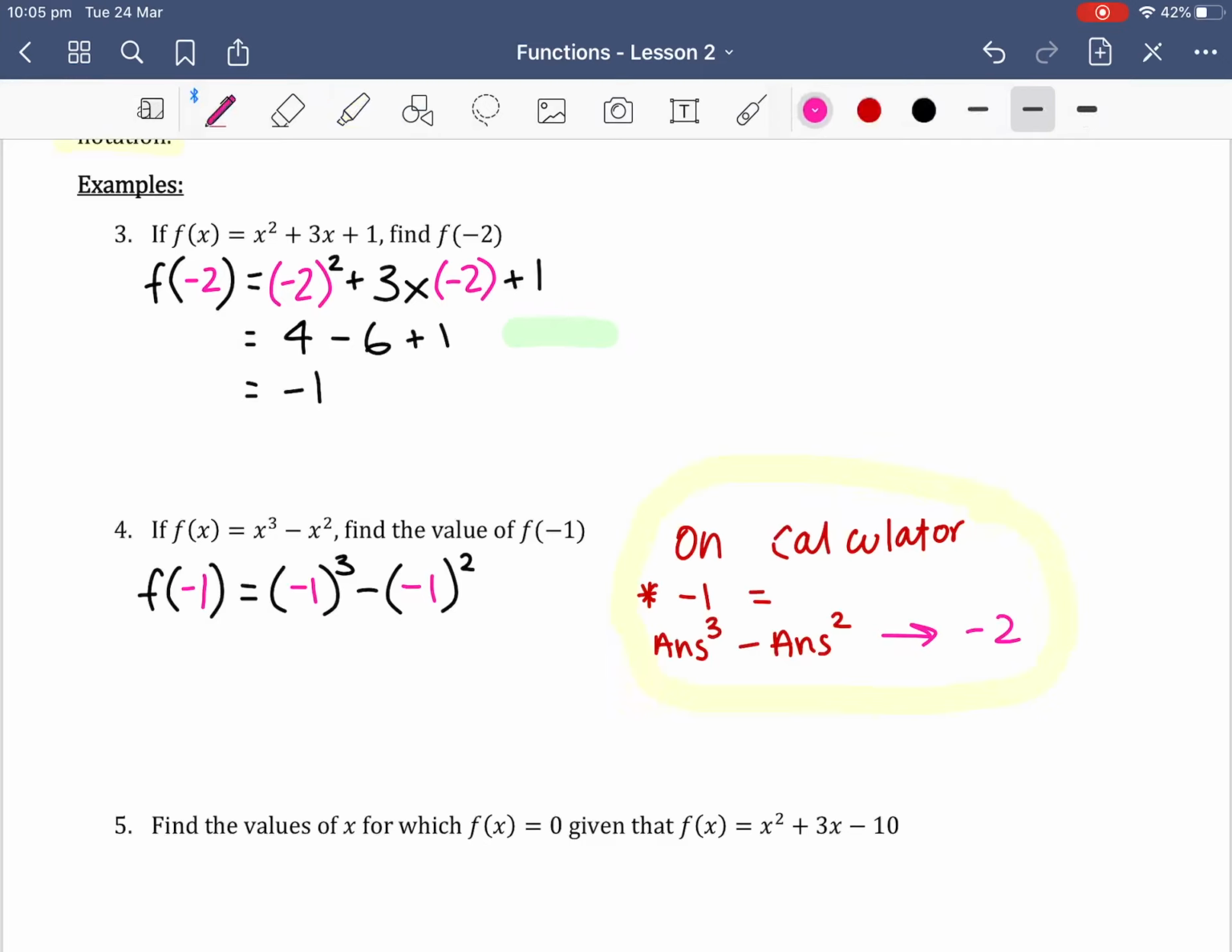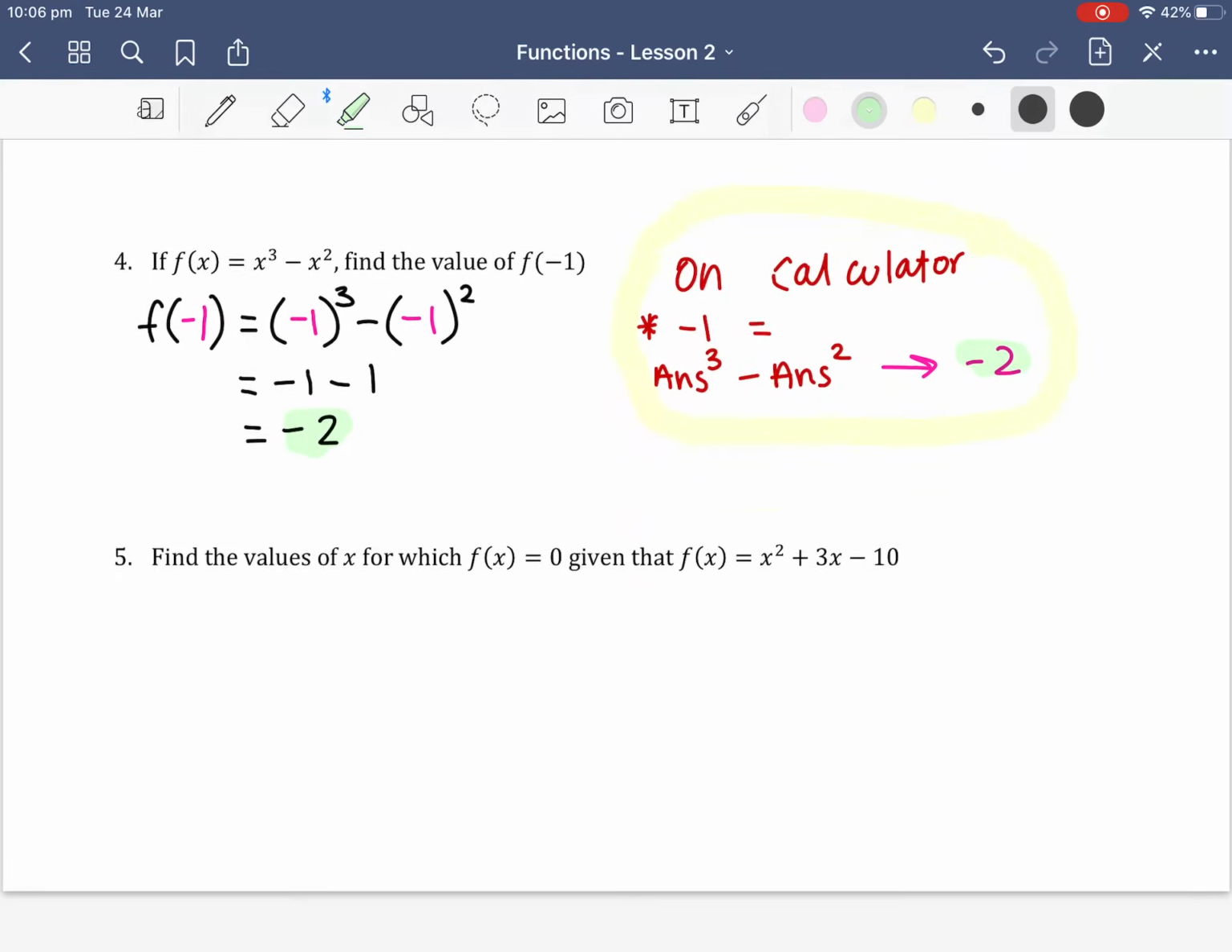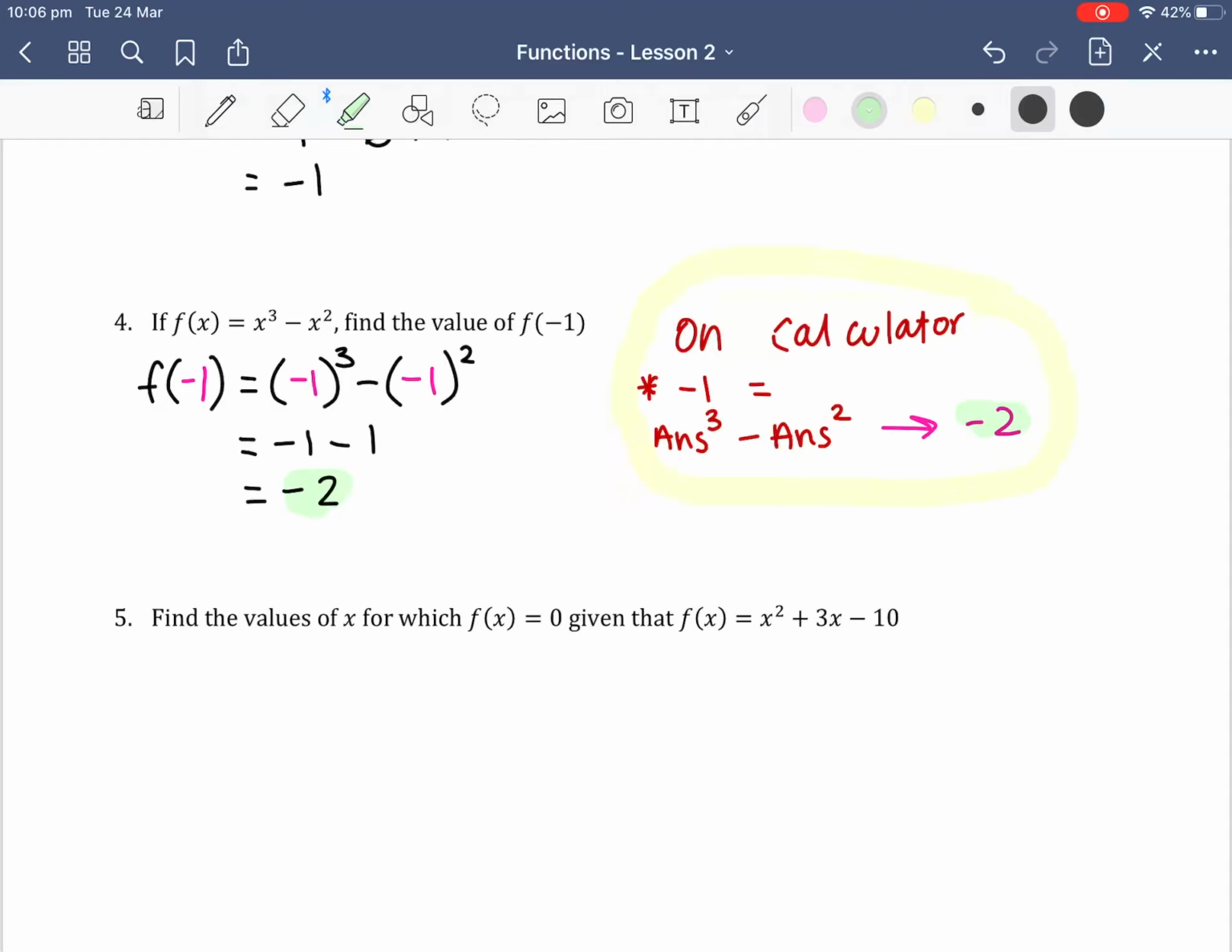Let's have a look at how we do it manually to see if doing it this way on our calculator works as well. When we sub our negative 1 in, negative 1 cubed stays as negative 1, minus negative 1 squared, which is positive 1. So you have negative 1 minus 1, which equals negative 2. And look at that, our answers marry up. This is a little trick when you have fractions or negatives and you have to square them or cube them, because on the Casio calculator, unless you put your negative number in brackets, the power does not work properly.